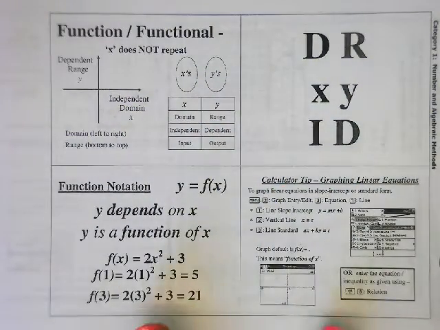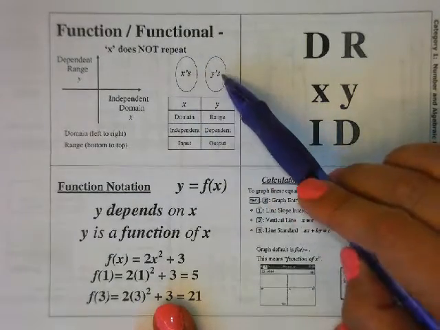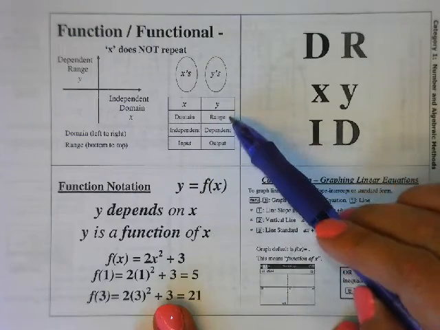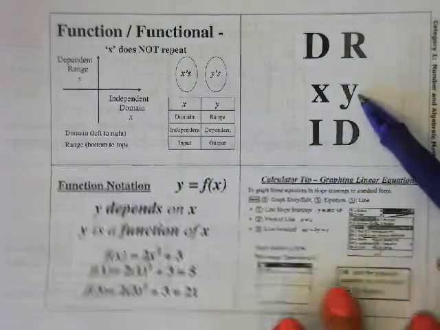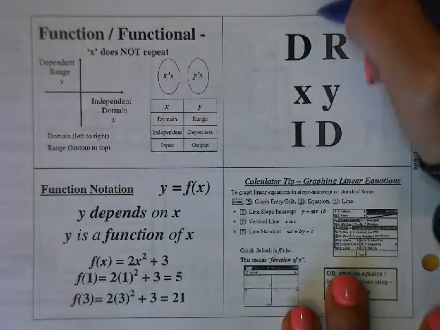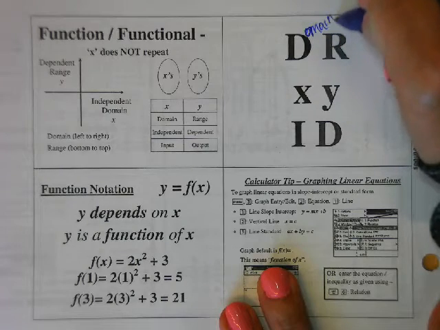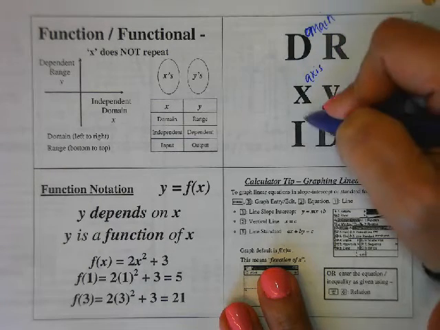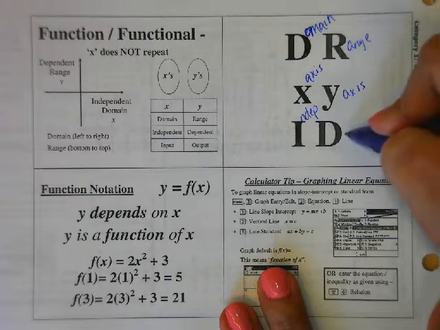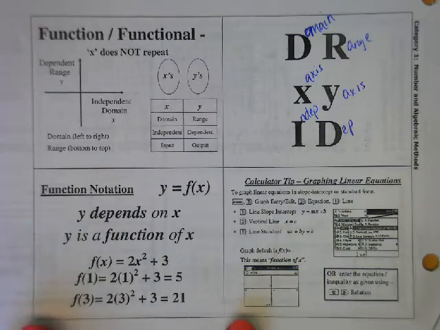So these are just little key pieces of information. Remember, when you have a mapping, x's are always on the left, y's are always on the right. X is domain, independent input, y is range, dependent output. We also talked about this way back when Dr. XY forgot his ID, meaning that our domain is on the x-axis, is our independent variable, and our range is on the y-axis. This is our dependent variable. Just a little mnemonic device to help you remember that.